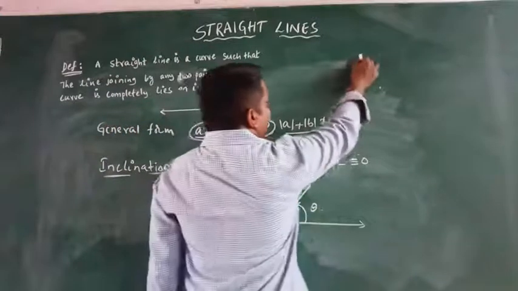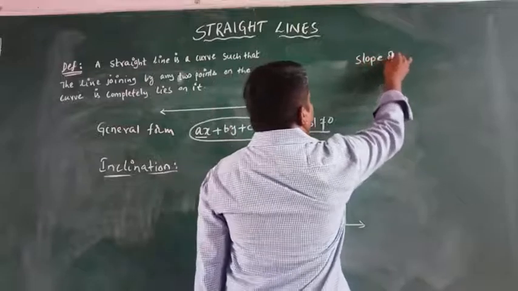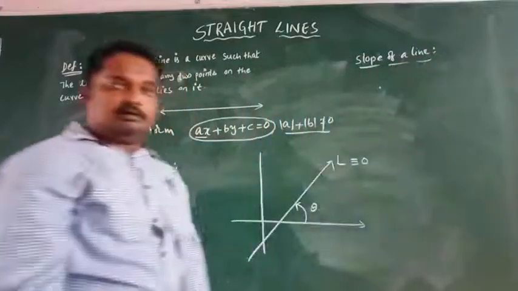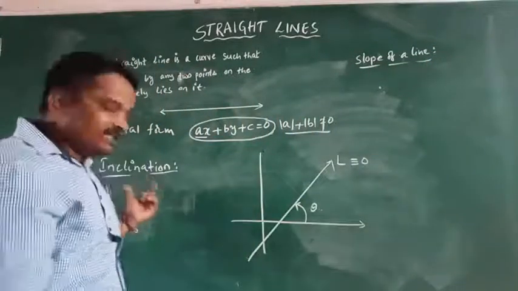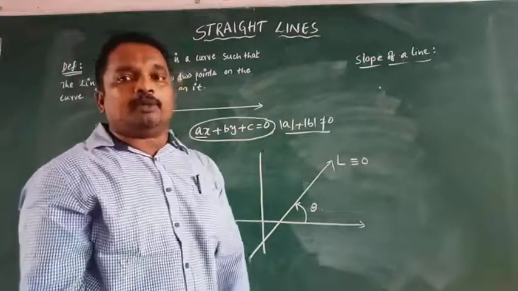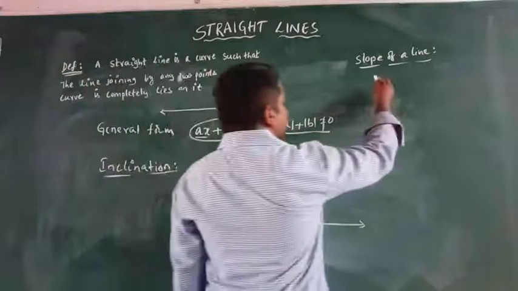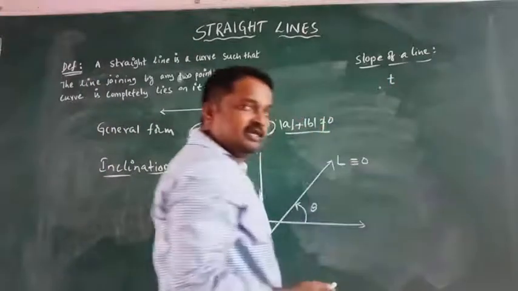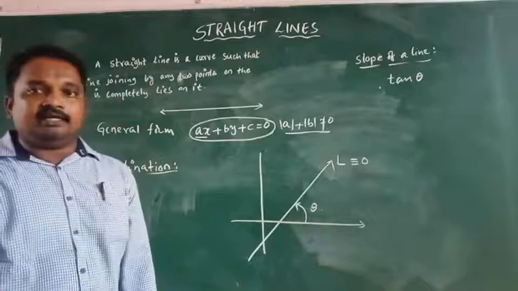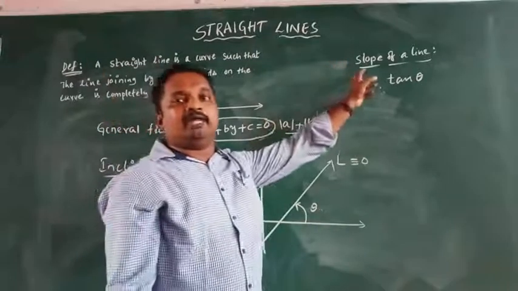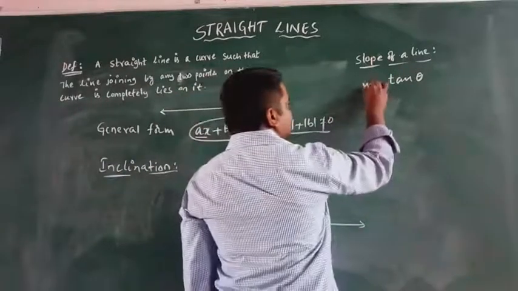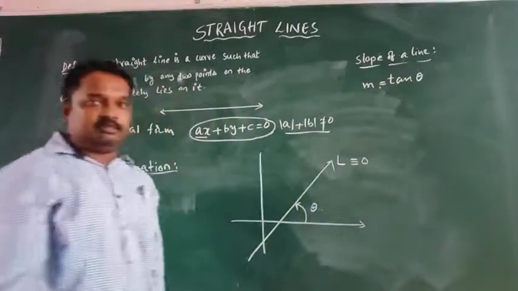Next, slope of a line. Slope of a line means the trigonometrical tangent of the inclination. The trigonometrical tangent of the inclination we call the slope of the line. That means slope is tan of theta. Tan theta is the slope of a line when theta is the inclination. Generally we represent slope with m. So m equals to tan theta.